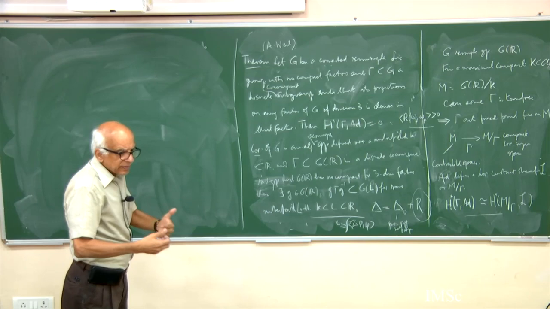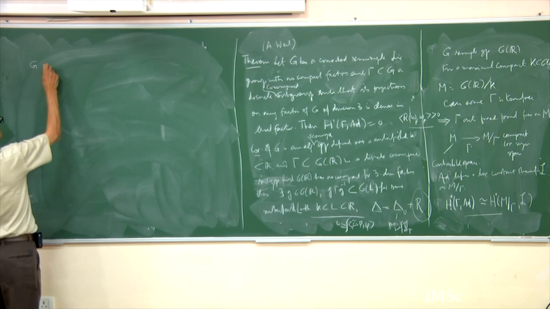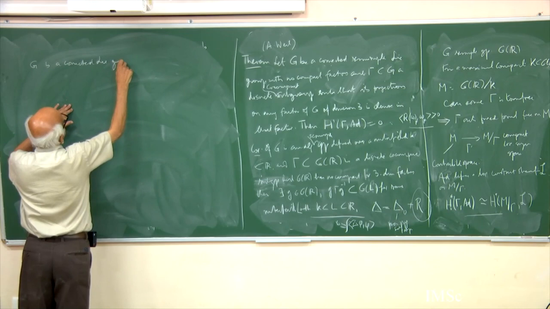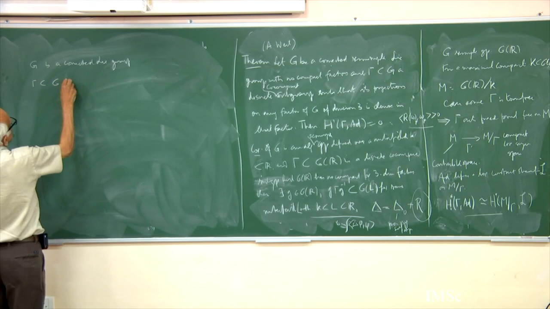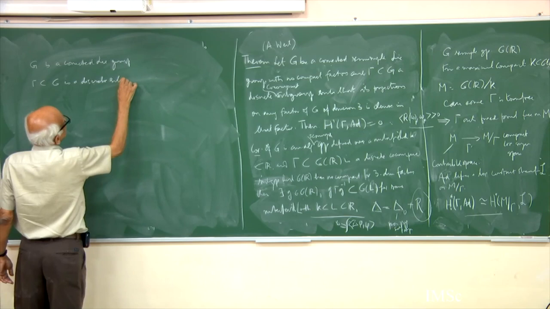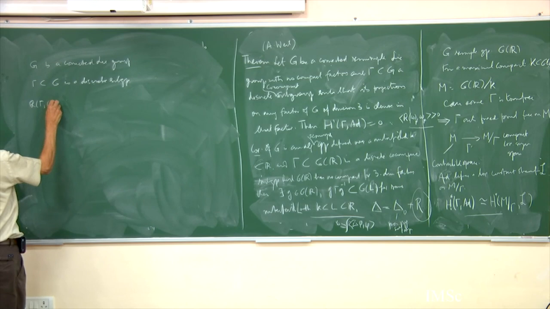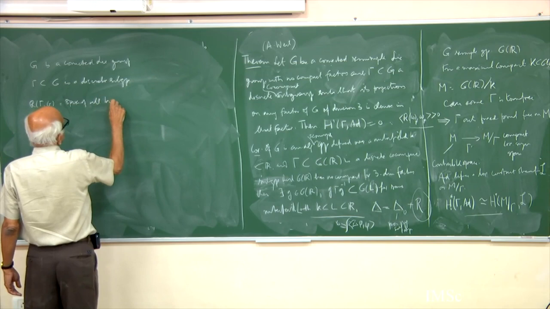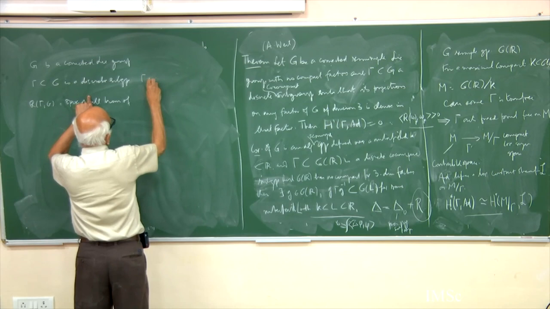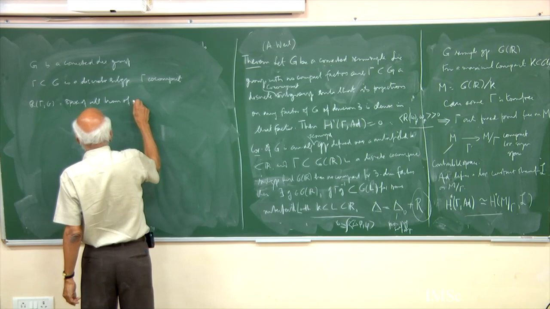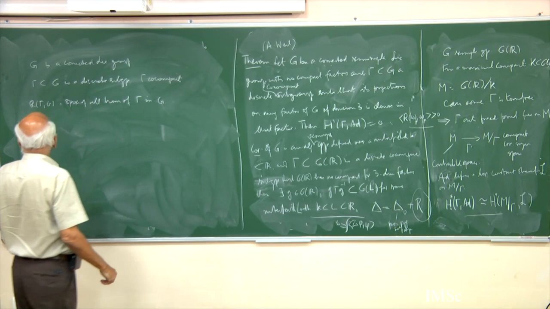The situation is this. Suppose G is a connected Lie group, and gamma in G is a discrete subgroup. And as before, we denote by R(gamma, G) the space of all homomorphisms of gamma into G. I'll also assume gamma is co-compact. And let me denote by I the inclusion of gamma.